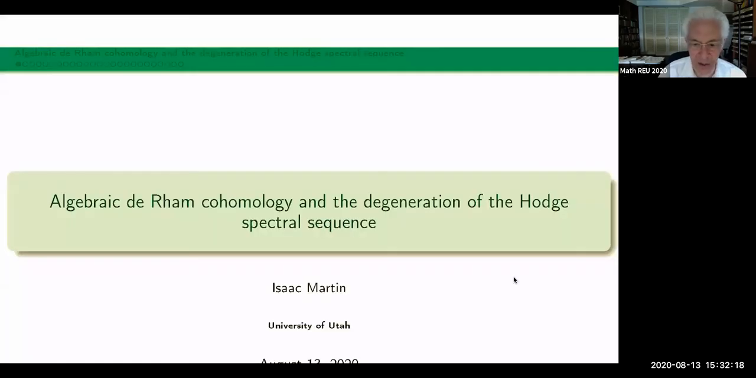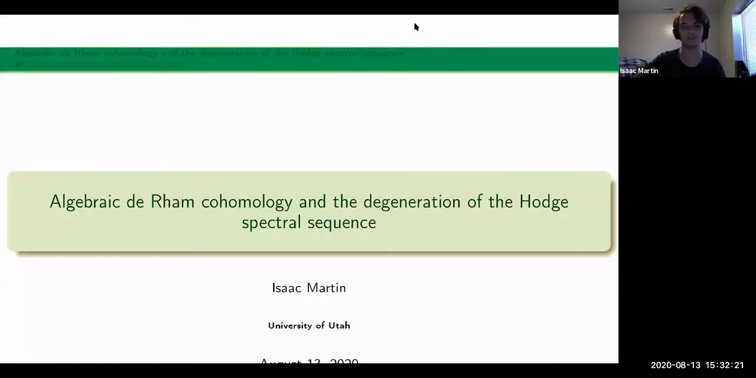Great. Isaac Martin, who will talk about algebraic de Rham cohomology and the Hodge spectral sequence. Yeah, that's the plan at least.